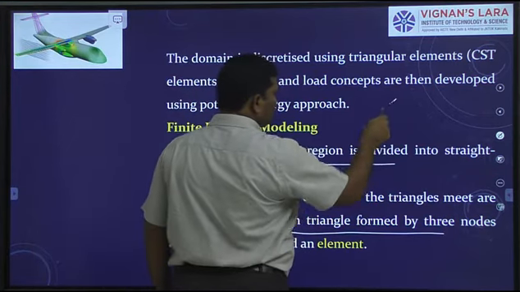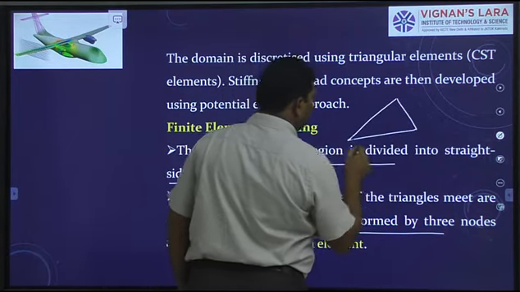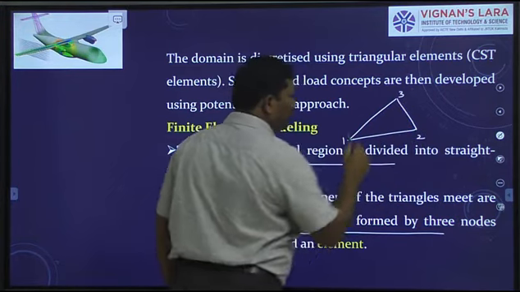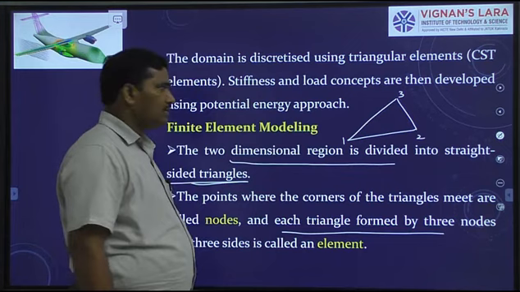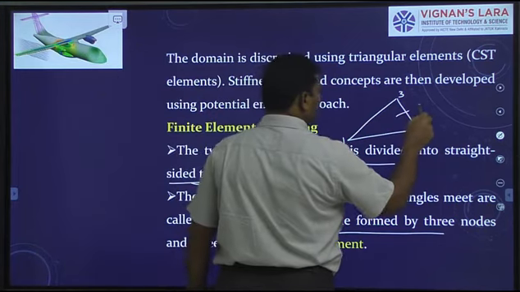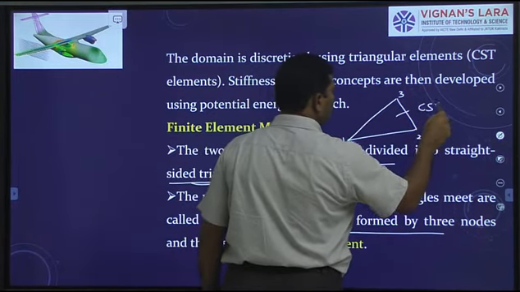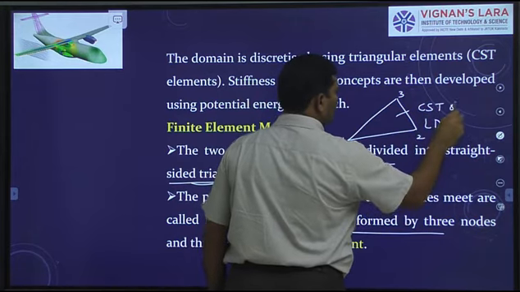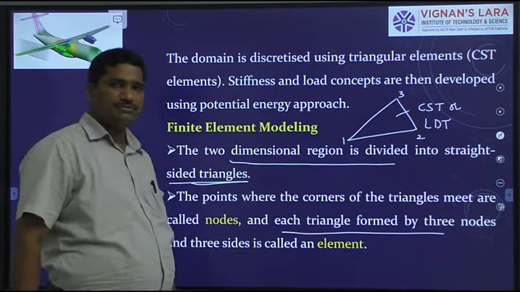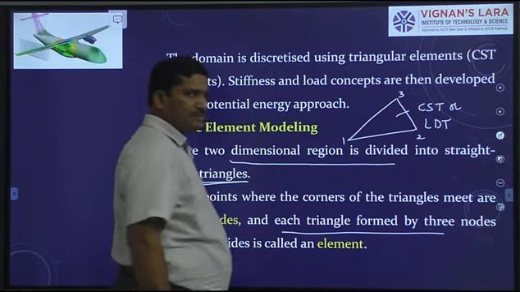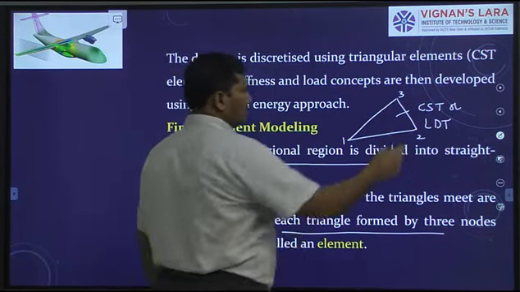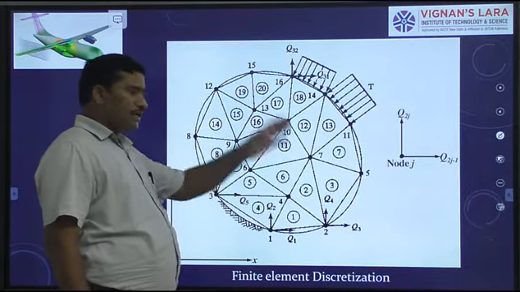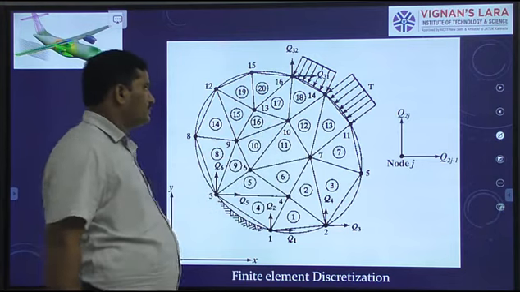Hence, we say this 3-noded triangle is a constant strain triangle, or you can say linear displacement triangle. It has straight sides. Now, we can visualize the finite element discretization here.